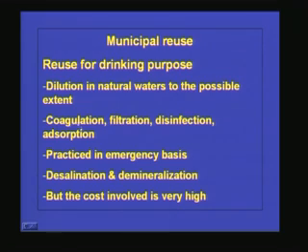In municipal reuse, the dilution in natural waters to the possible extent is taking place, and afterwards the same water body is used for the drinking water purpose. So we give the treatments like coagulation, filtration, disinfection, adsorption, and most of the time this is practiced on an emergency basis. Desalination and demineralization also need to be done to remove all the compounds or molecules present in the water, and this is technologically feasible, but the cost involved is very high.